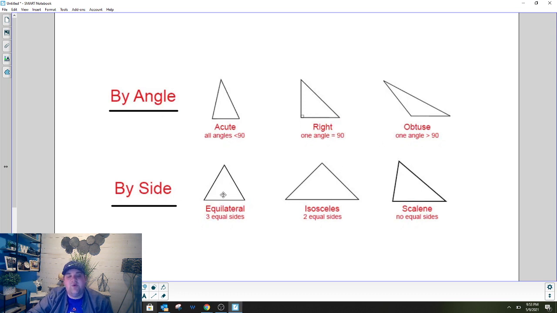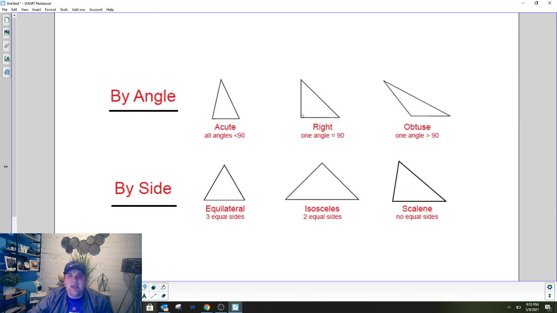We can also classify triangles by their sides. So in an equilateral triangle, all of these have the same length, or congruent sides. So it's an equilateral triangle. Isosceles triangle, this side and this side are congruent, but this one is different. So that makes it isosceles. And scalene is when all of them have a different length of sides and none of them are congruent. So we can name triangles based on their angles and their sides.